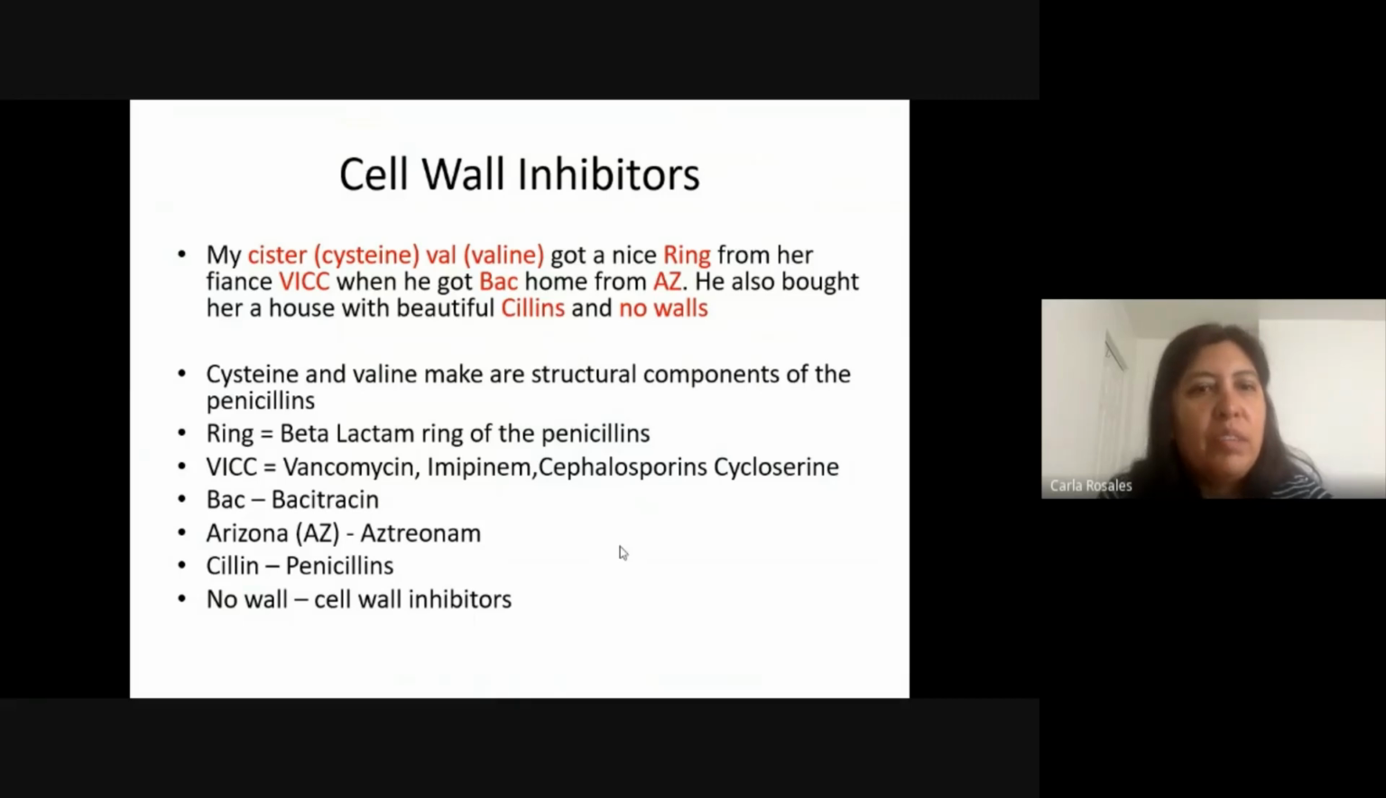We have an antibiotic that is the most commonly used, which is penicillin. This is an antibiotic that has a structure similar to a house. It's a ring structure, and the name is the beta-lactam ring of the structure of the penicillin. And we have two types of penicillin, one that we can give by mouth.